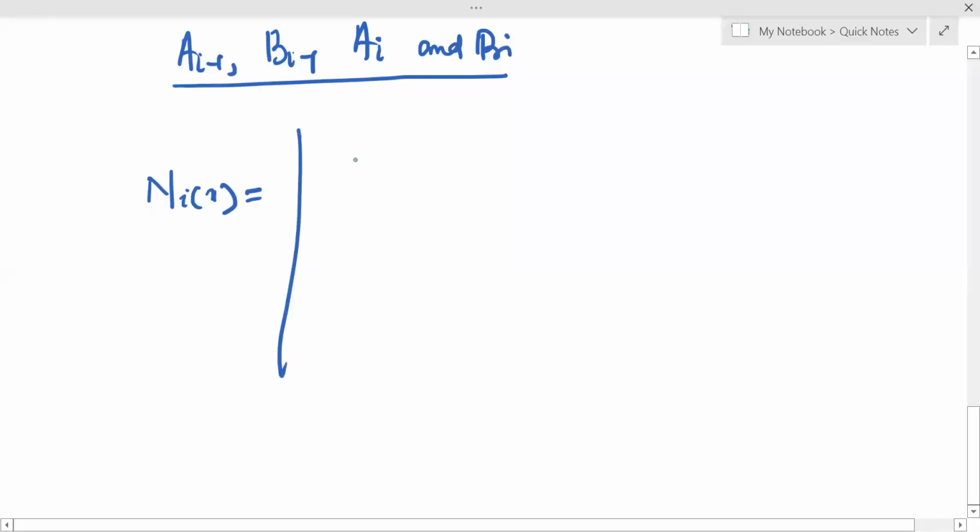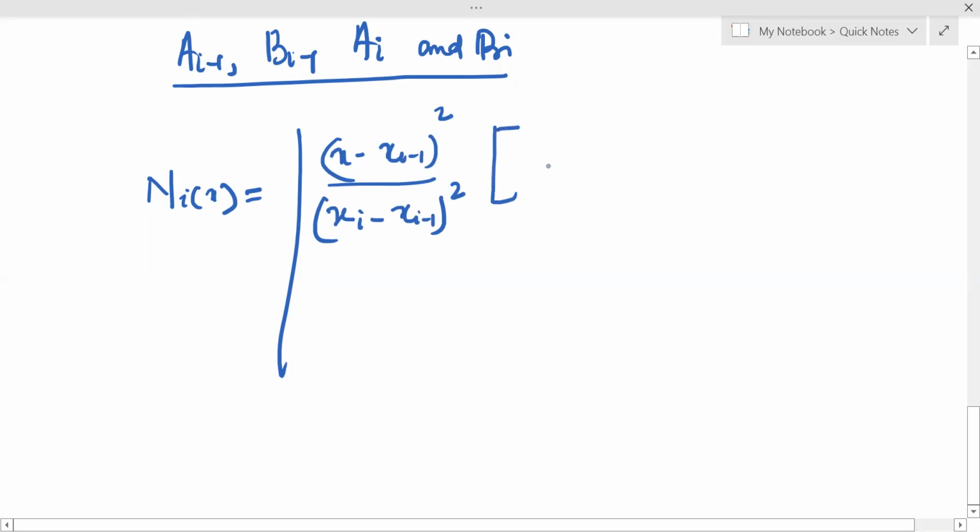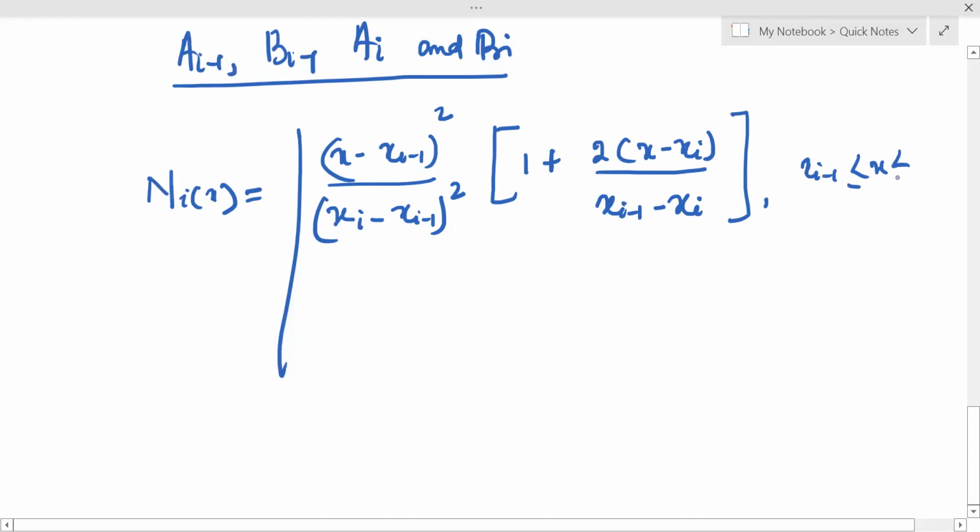Just we define this type of function: (x minus xi minus 1) whole square divided by (xi minus xi minus 1) whole square, into 1 plus 2 whole into (x minus xi) divided by (xi minus 1 minus xi), in the closed interval, and this is the condition xi minus 1 less than or equal to x less than or equal to xi, and in the above case it is 0 when x is less than xi minus 1.